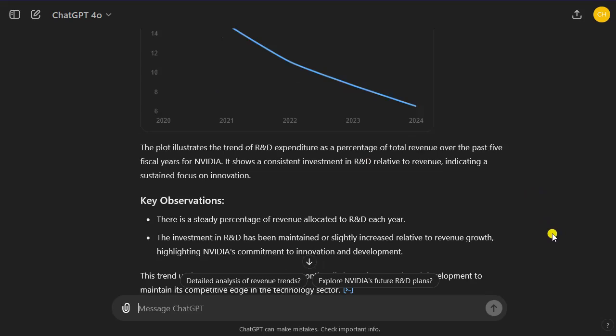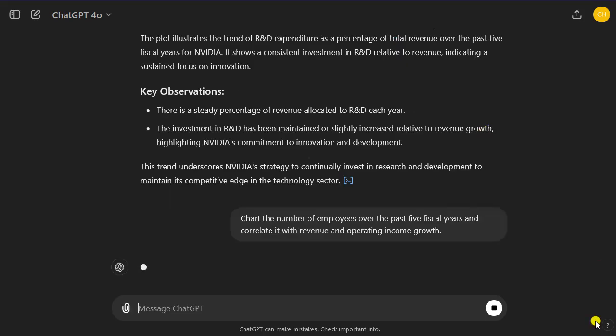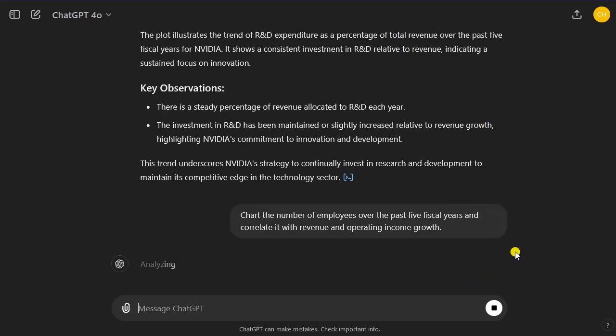Apple has competition. It's still the most valuable company on earth now, obviously threatened by NVIDIA in terms of its revenue and its position in the world. So let's have a look at the employee growth. How many employees work at NVIDIA, and do they correlate with revenue and operating income growth? This would be a very interesting question, right?